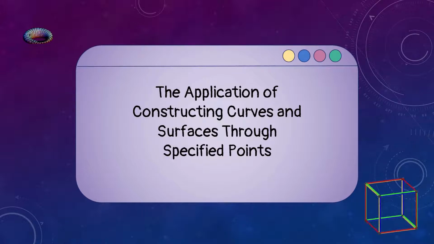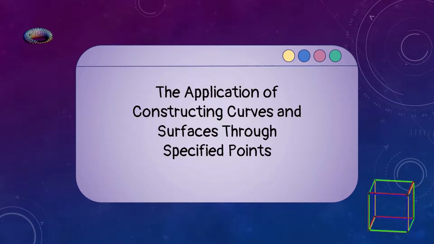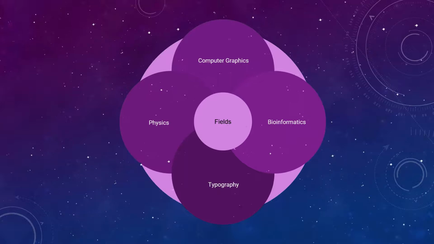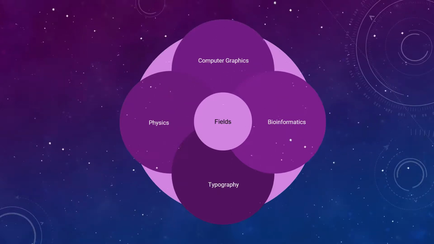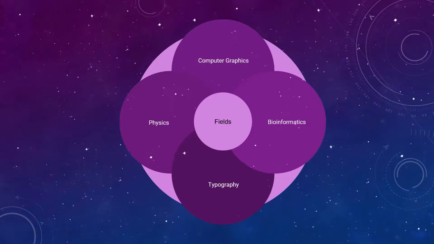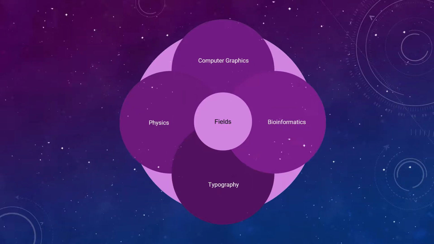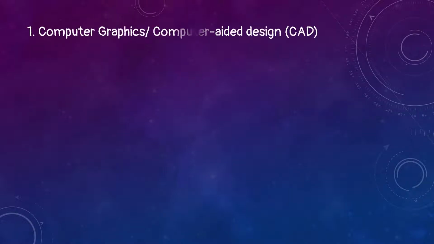Next, I will also talk about the applications of constructing curves and surfaces through specified points in different fields. Here we pick 4 fields where curves and surfaces play a very important role. The first one is computer graphics, second bioinformatics, third typography, and fourth physics. First of all, the application is used in computer graphics, or as we call it, computer-aided design, CAD.